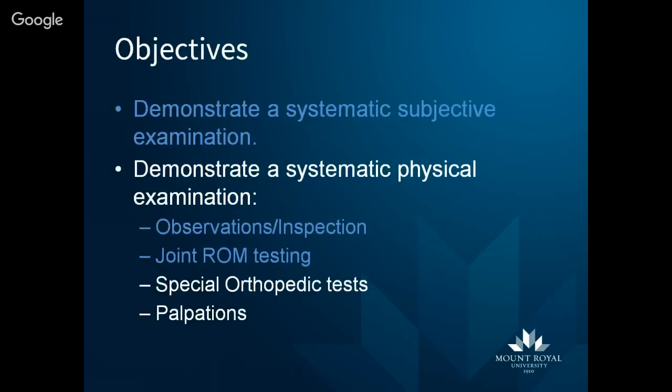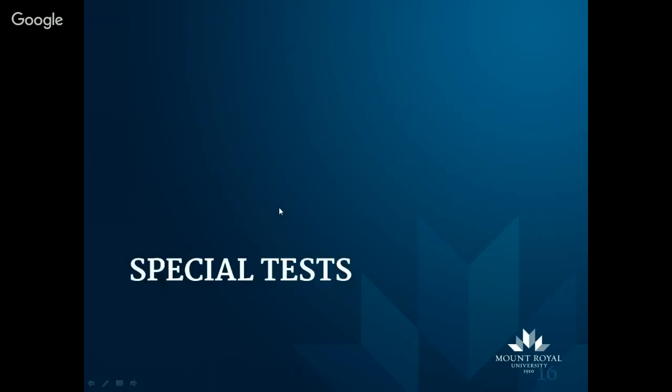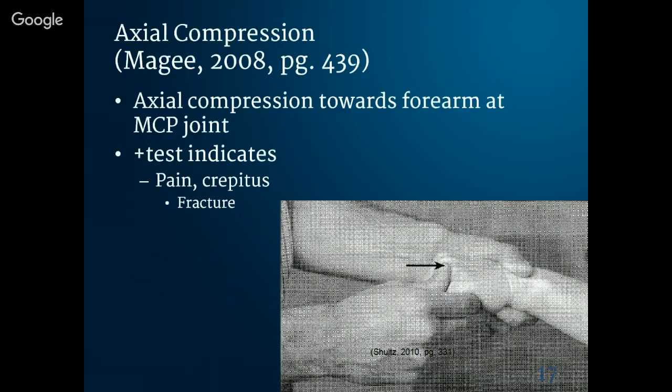The next part of the presentation summarizes the special tests that you can use to either confirm or rule out certain clinical presentations. The first test is called axial compression, whereby the metacarpal phalangeal joint is flexed and the therapist applies an axial compression towards the forearm at the metacarpal phalangeal joint. Pain or crepitus is a positive for a potential metacarpal phalangeal joint fracture.